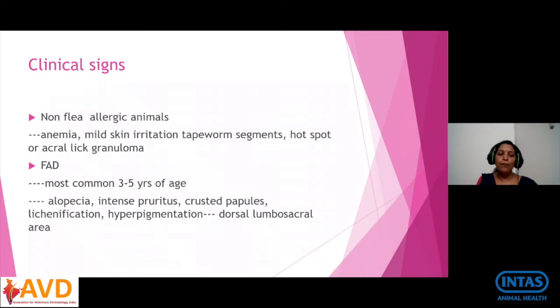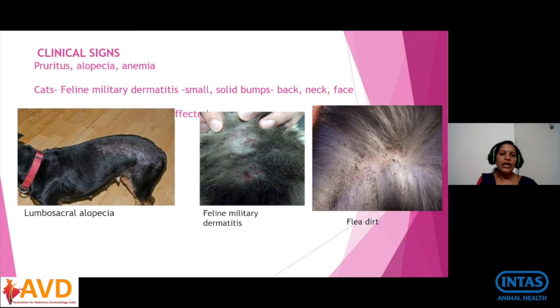Flea bite allergic dermatitis most commonly occurs at 3 to 5 years of age. There will be alopecia and intense pruritus, very severe pruritus, crusted papules, lichenification, and hyperpigmentation. The areas mainly affected will be the dorsal lumbosacral area and the medial part of the thigh, and sometimes a little of the ventral areas also, but mainly the lesions are seen on the dorsal lumbosacral area. You can see the lesions, very severe pruritus, alopecia, and anemia.